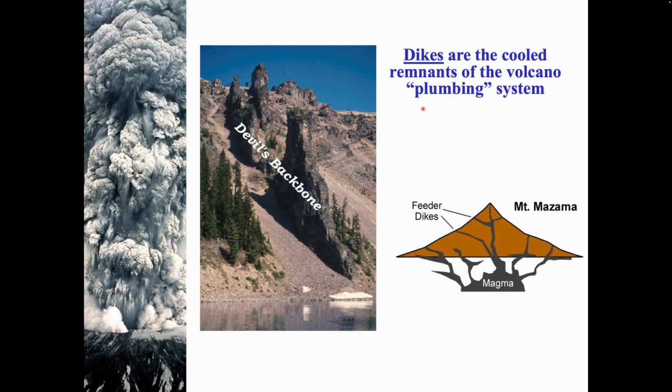We can also see parts of the ancient plumbing system which once fed eruptions on Mount Mazama. These are called dikes, which are cooled, vertically oriented igneous intrusions, and they are the cooled remnants of the volcano's plumbing system. We can see this planar intrusion of basalt standing up prominently above the surrounding caldera because it's A, vertically oriented, and B, much harder than the surrounding lava flows. This would have fed an eruption that came out of the flanks of Mount Mazama and fed a lava flow that cascaded down the slopes of the mountain.